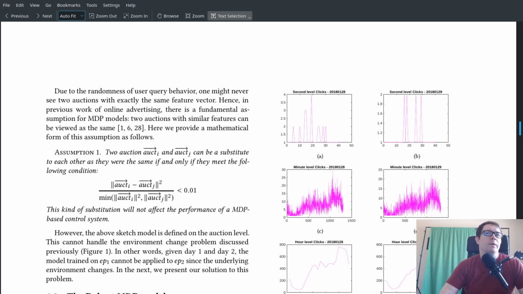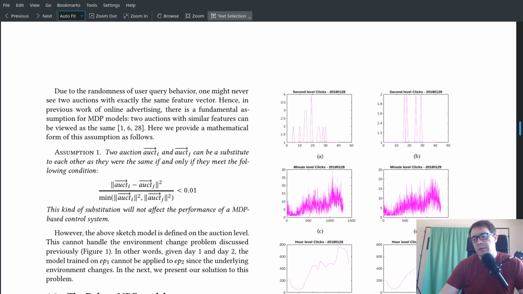If you have an auction, what does it mean for one auction to be the same as another? If you're thinking about, let's say, an auction house, then if I want two auctions to be the same, it means they have to have the same people and the same stuff for sale. So saying that two auctions can be a substitute for one another if this criteria is met, based on the vectors that they choose to describe the auction, seems highly suspect and a very dangerous assumption.